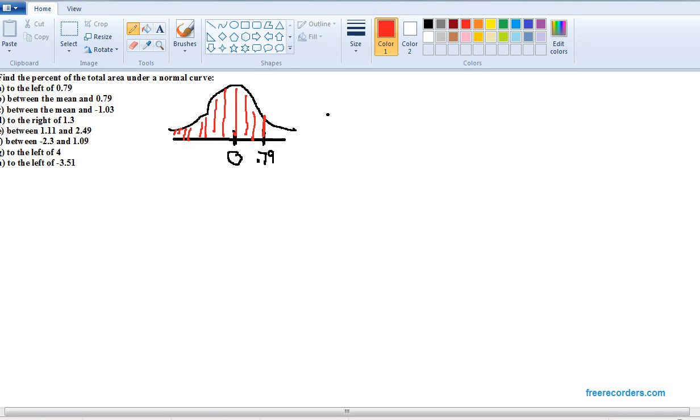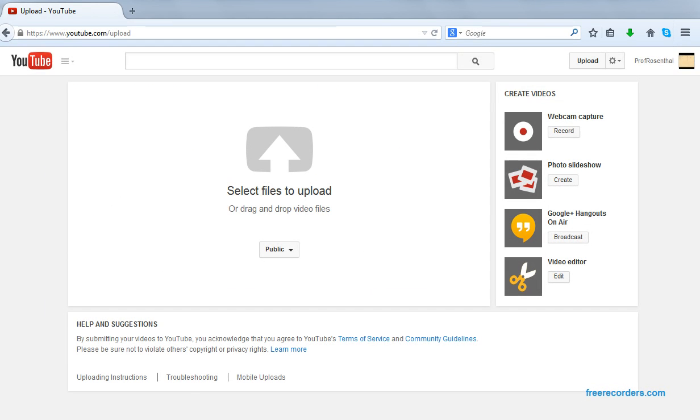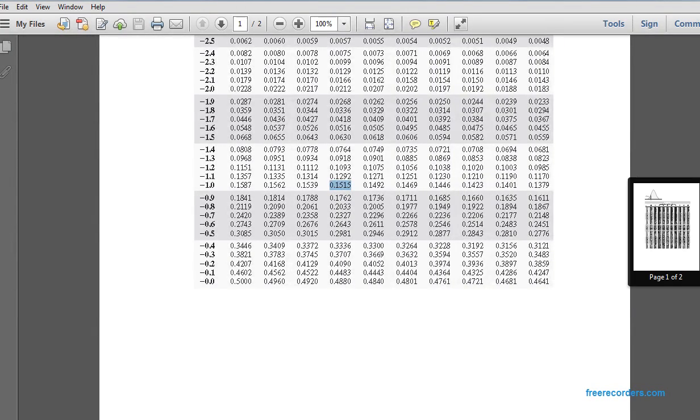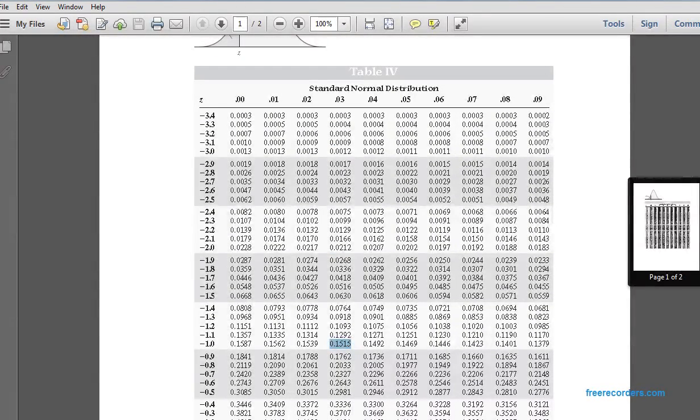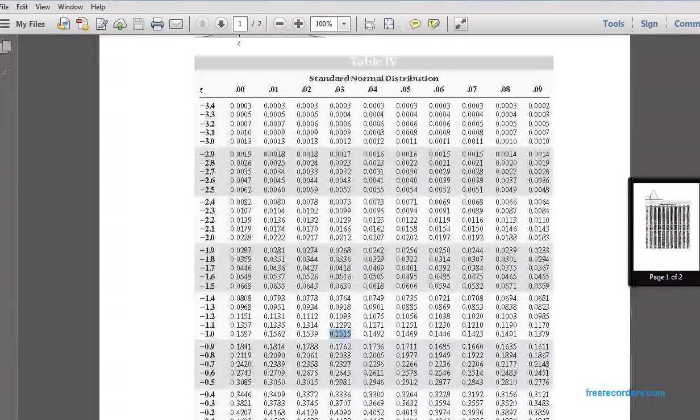Now, that percentage happens to also give us the probability that the standard normal random variable z is less than 0.79. To the left of means less than. So, the way we're going to find this probability is from a table. And the table is 2 pages. The first page of the table is going to tell us the probabilities associated with negative values of z.